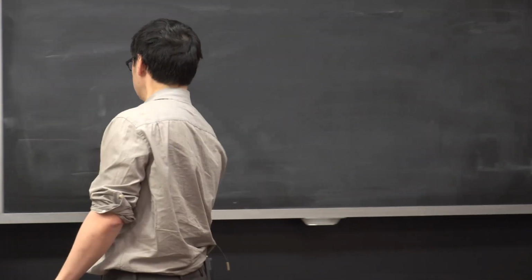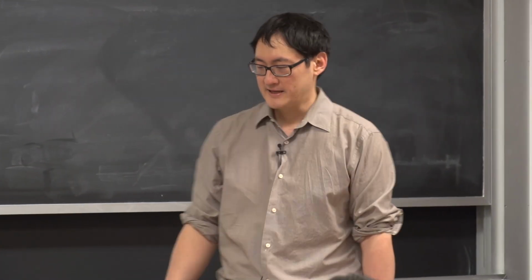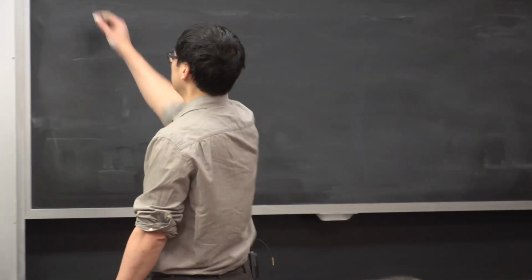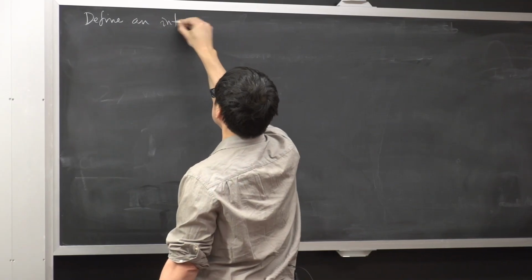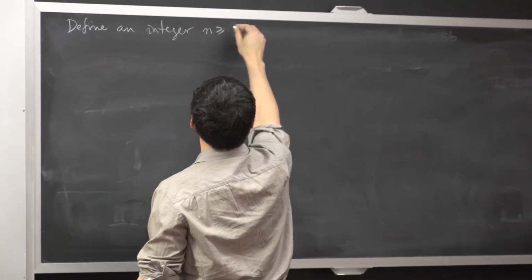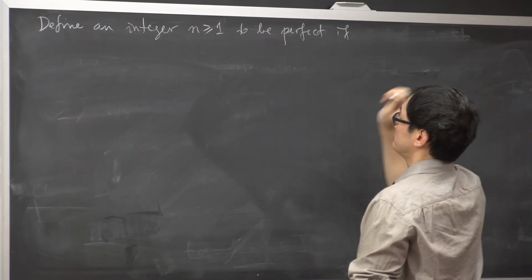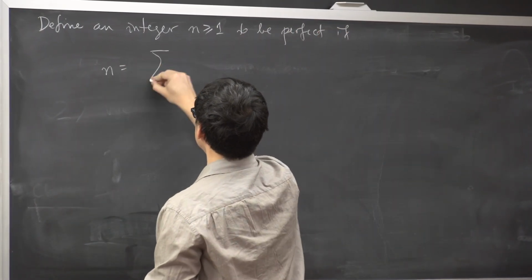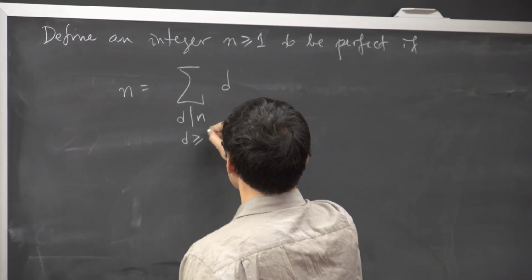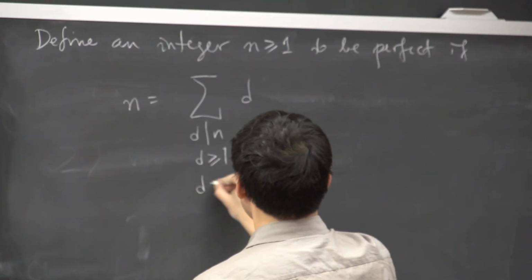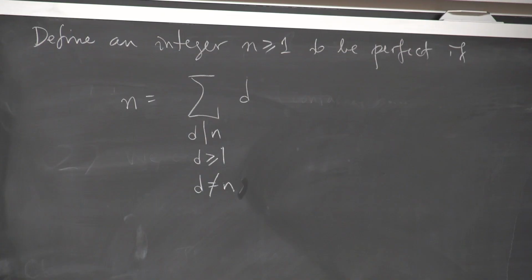So here's an example. You're a monk, and you're playing with numbers. And you define a number to be perfect. We define an integer n greater than or equal to 1 to be perfect if n happens to be the sum of all of its positive divisors that are not n itself. Proper divisors. Let's see what I mean by this.